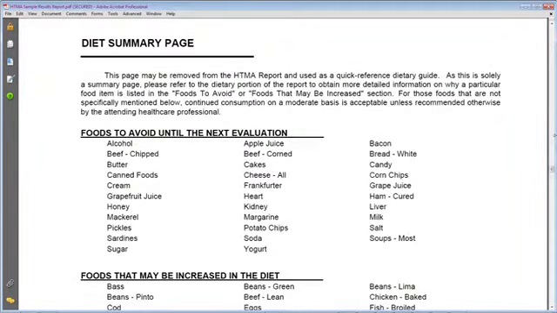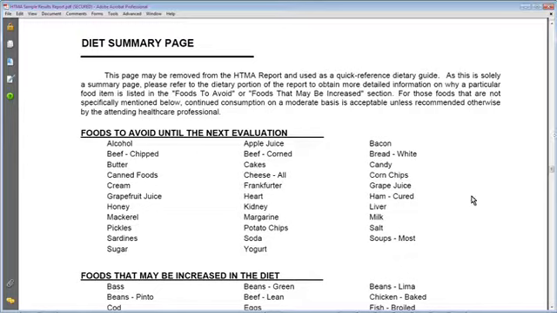Diet summary page. This page may be removed from the HTMA report and used as a quick reference dietary guide. As this is solely a summary page, please refer to the dietary portion of the report to obtain more detailed information on why a particular food item is listed in the foods to avoid or foods that may be increased section. For those foods that are not specifically mentioned below, continued consumption on a moderate basis is acceptable unless recommended otherwise by the attending healthcare professional.